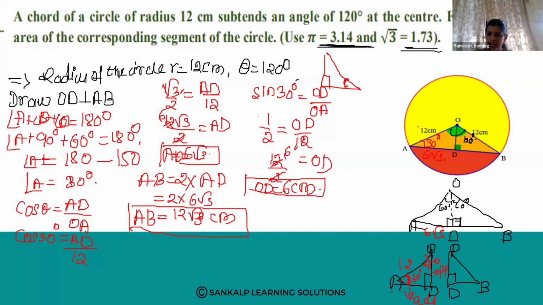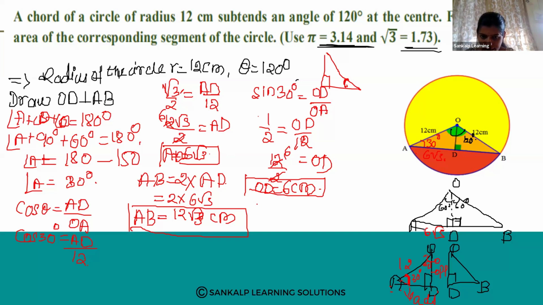Now, by using this OD, what is it here? Height of this triangle. And we know the base. Base is AB. We know the value of the base. That is, AB value is 12 root 3 and height value is 6 centimeter. By using these two values, we can find out the area of the triangle OAB.